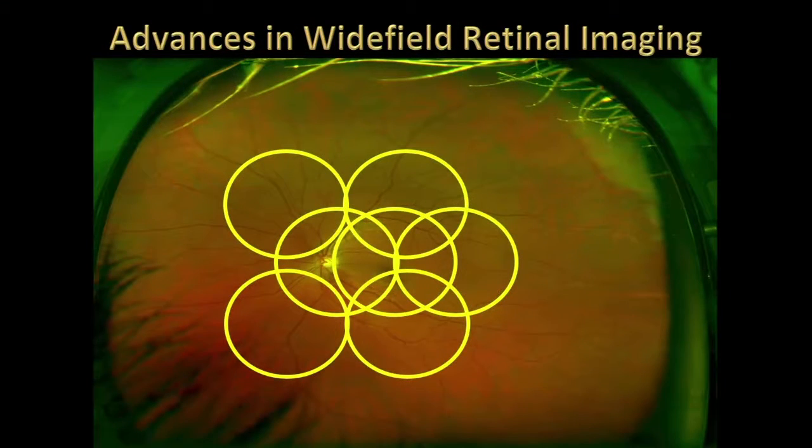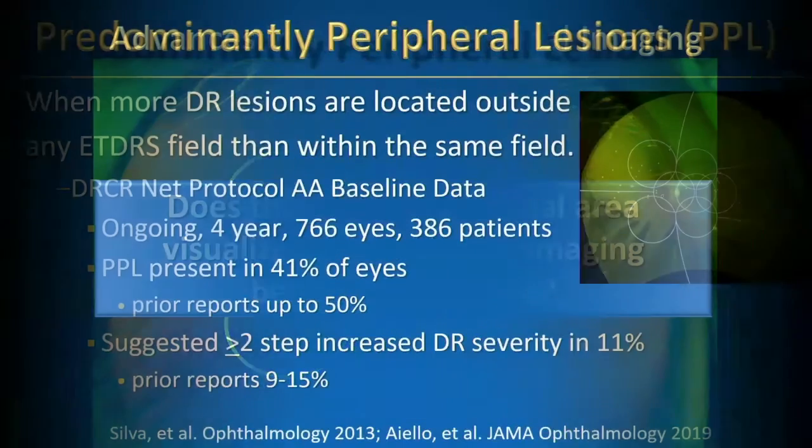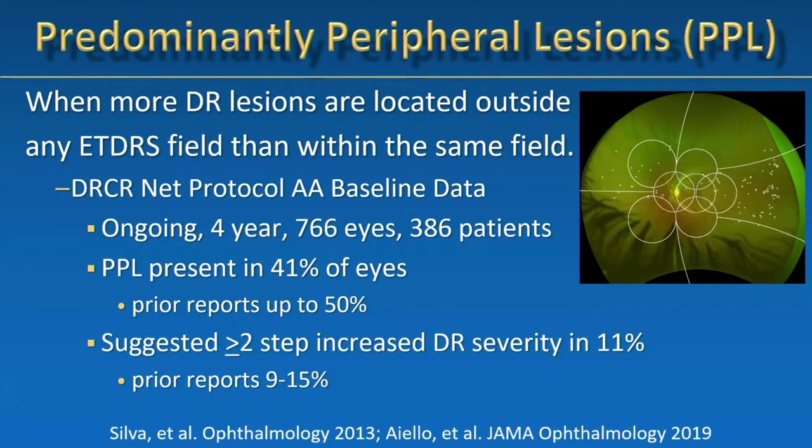Now, we're all aware of the major advances in wide-field retinal imaging that occurred recently. And ever since we saw images of just how much additional retina we can now evaluate in detail, it's begged the question: does the additional retinal area visualized by ultra-wide-field color imaging benefit clinical care? We're now beginning to think that indeed it may, in part because of work on predominantly peripheral lesions, called PPL. PPL are defined when more DR lesions are located outside an ETDRS field than within the same field.